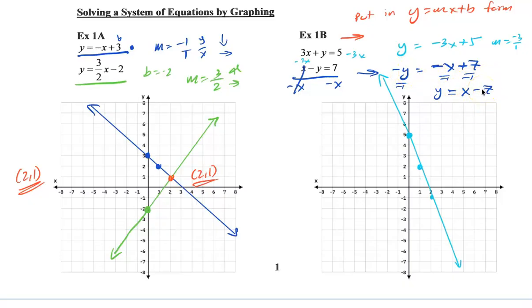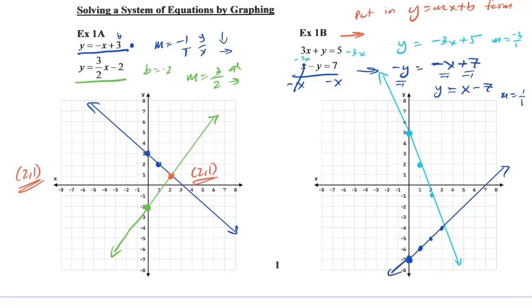So we're going to start at negative 7. My slope is 1 over 1, right? Slope of 1 when you don't see the 1 in front. So I'm going to go up 1, right 1. Up 1, right 1, up 1, right 1. Now, if I would have done this correctly, I believe they cross right here.